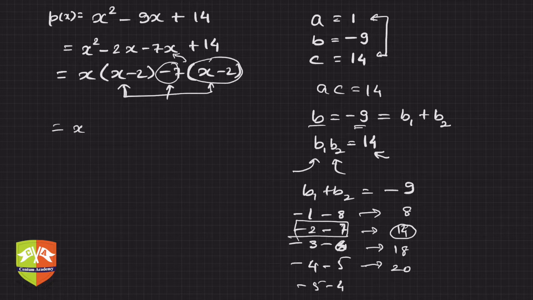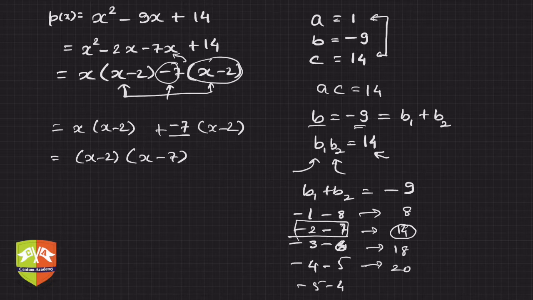What I mean is, let us say the moment you get the first factor x minus 2, so you write x minus 2 here directly. Now if x minus 2 is the factor, then I have to get what? Minus 7x and 14. So what should I multiply here? What should be written over here so that it gives you minus 7x and 14? So clearly it is minus 7. Now you just take x minus 2 common, and this is x minus 7, correct? So this is the factorization.